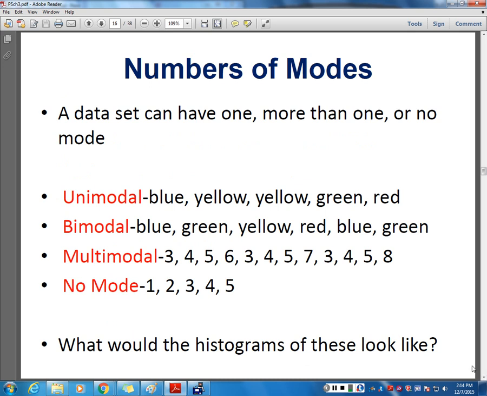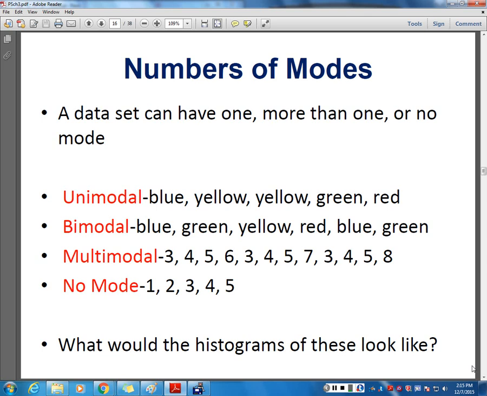You can have one mode, more than one mode, or no mode at all. If a data set has only one mode, we call it unimodal, just like a unicycle. For example, blue, yellow, yellow, green, red. Yellow is the mode, and there's only one. Bimodal occurs if you have two modes. So blue, green, yellow, red, blue, green. Both blue and green are modes. They both occur twice. Neither one of them occurs more than the other, but they both occur more often than any other color.